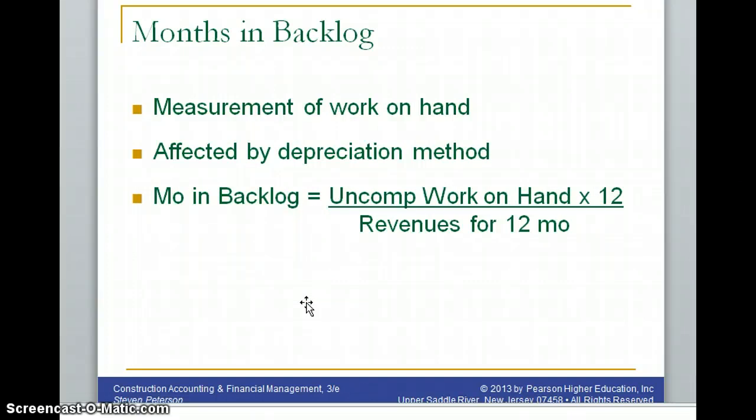Months in backlog can also be calculated. In other words, it is a measurement of how much work is in the pipeline, how much work the company anticipates obtaining for the next 12 months. And that's calculated based on anticipated work multiplied times 12 divided by the revenues for the last 12 months. This concludes Chapter 6, Analysis of Financial Statements.